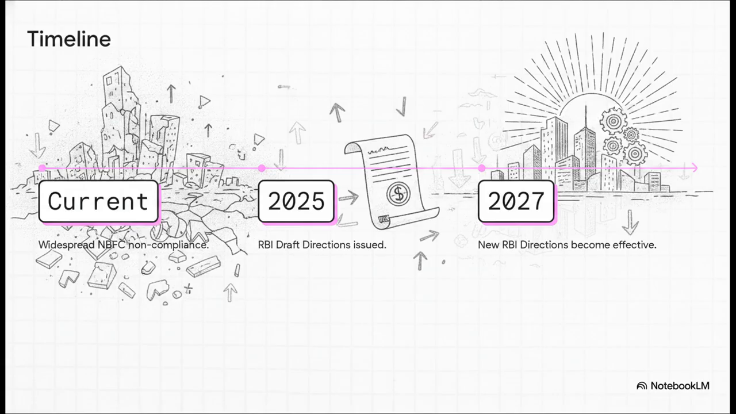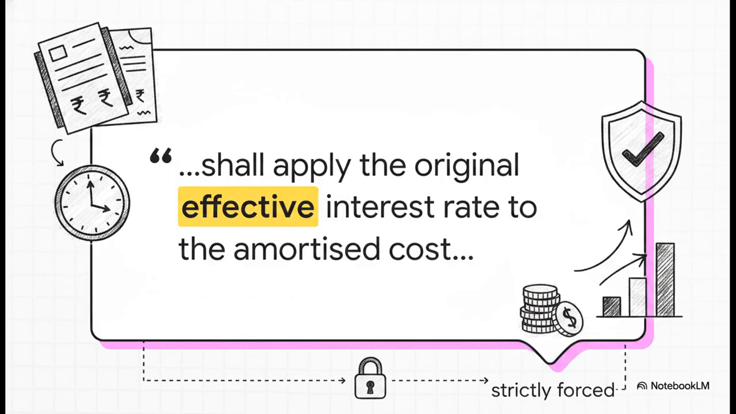The Reserve Bank of India has issued draft directions for 2025, which are slated to come into effect on April 1, 2027. Now here's what's fascinating. Paragraph 83 of these RBI draft directions perfectly mirrors paragraph 5.4.1 of Ind AS 109. It explicitly states that banks shall apply the original effective interest rate to the amortized cost in subsequent reporting periods.